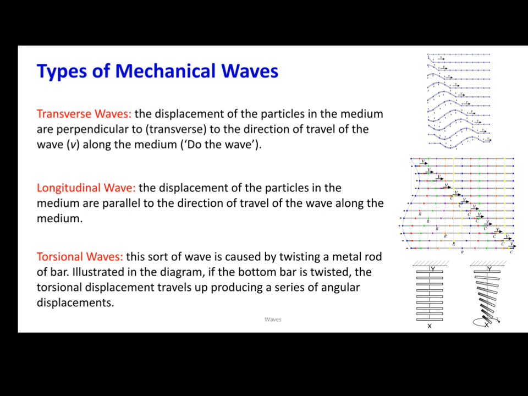There are three types of mechanical waves. The first one's a transverse wave, where the displacement of the particles in the medium is perpendicular to the direction of travel of the wave. For instance, in this case, you have your particles moving up and down, but the wave is traveling this way.